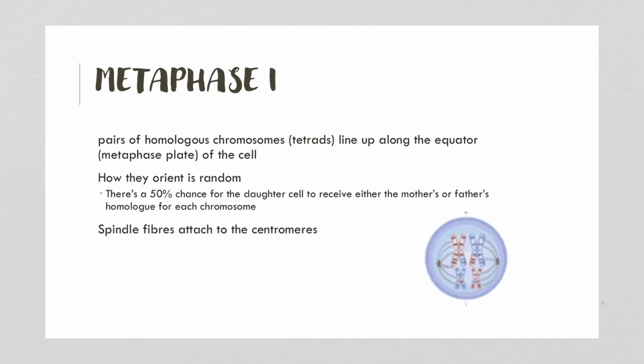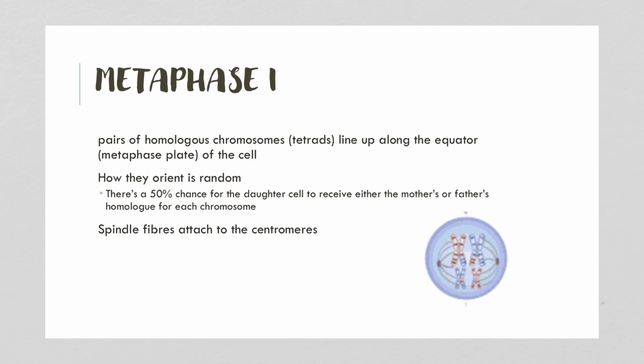Then we move on to metaphase 1. So those tetrads, or pairs of homologous chromosomes, they line up along the equator. So M for middle. P I always think of as prepare, prophase for prepare. M for middle, so the homologous chromosomes, the tetrads, line up along the equator in the middle of the cell. And how they orient is random. So half of them might be from your mom on the left and half might be from your dad on the right and so on. So there's a 50% chance for each daughter cell to get either the mom's or the father's homologue for each chromosome. So that's all random in how they line up. They just line up however they choose.